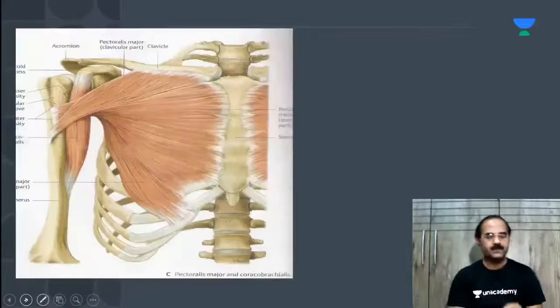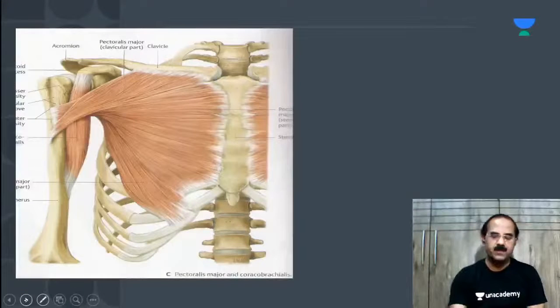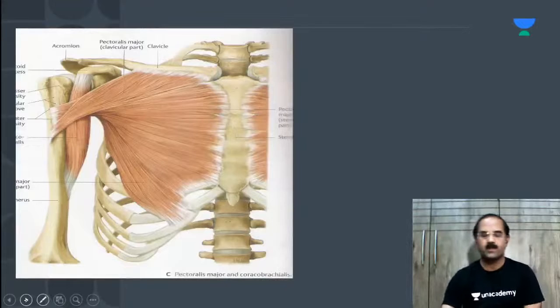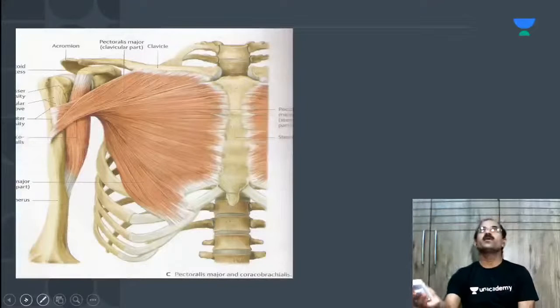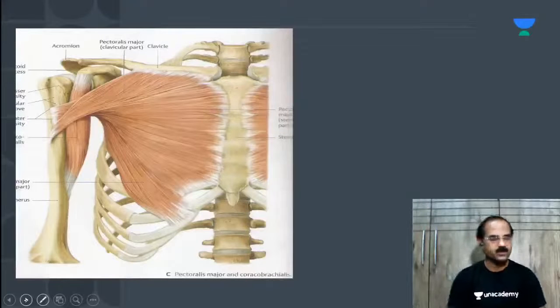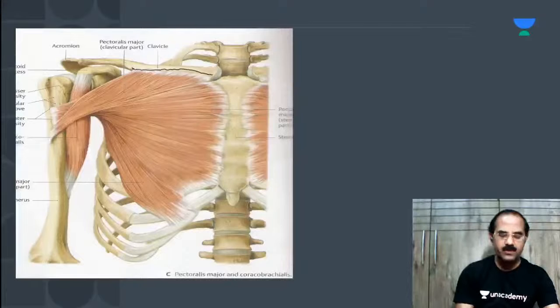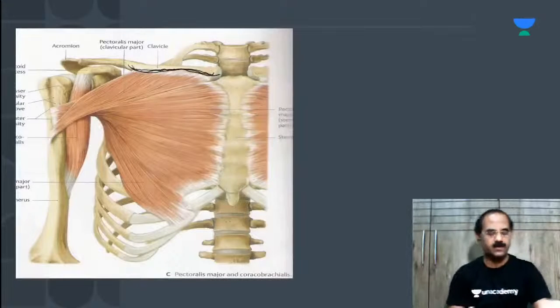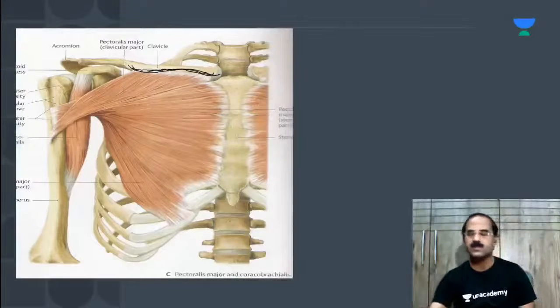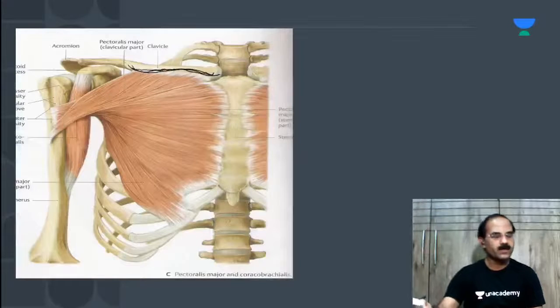So now see this. Identify this muscle here. This muscle which begins from the anterior border of the medial 2/3 of the clavicle. What is this muscle which begins from the clavicle? Be interactive, give your answer, so it will be easy for you to understand. Yes, this is the pectoralis major.